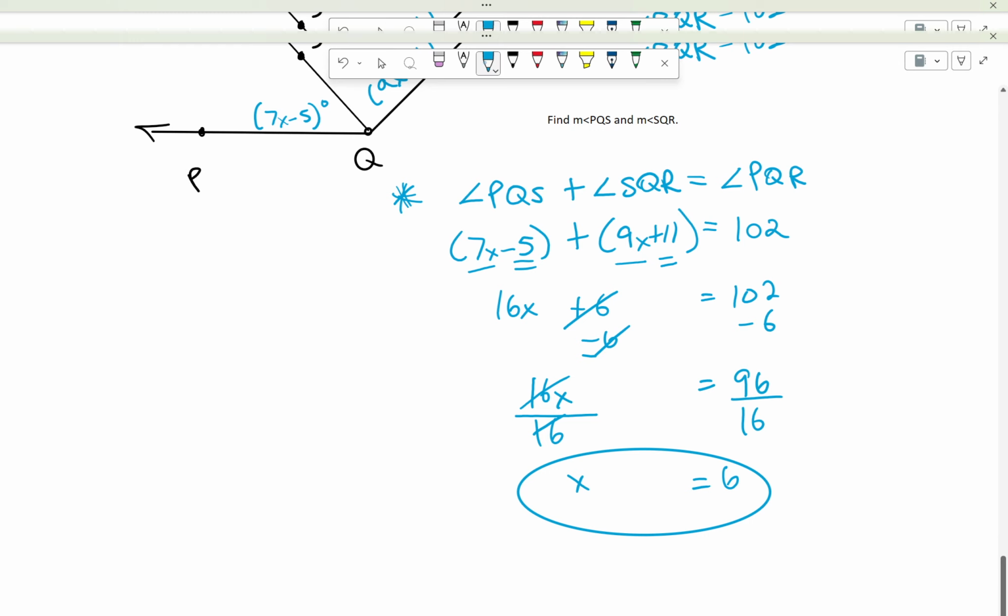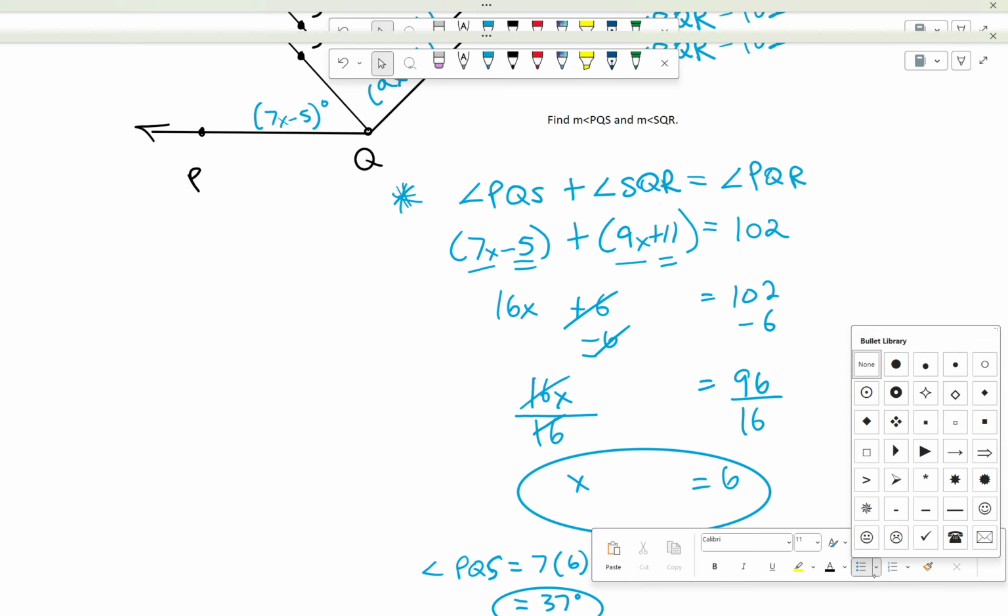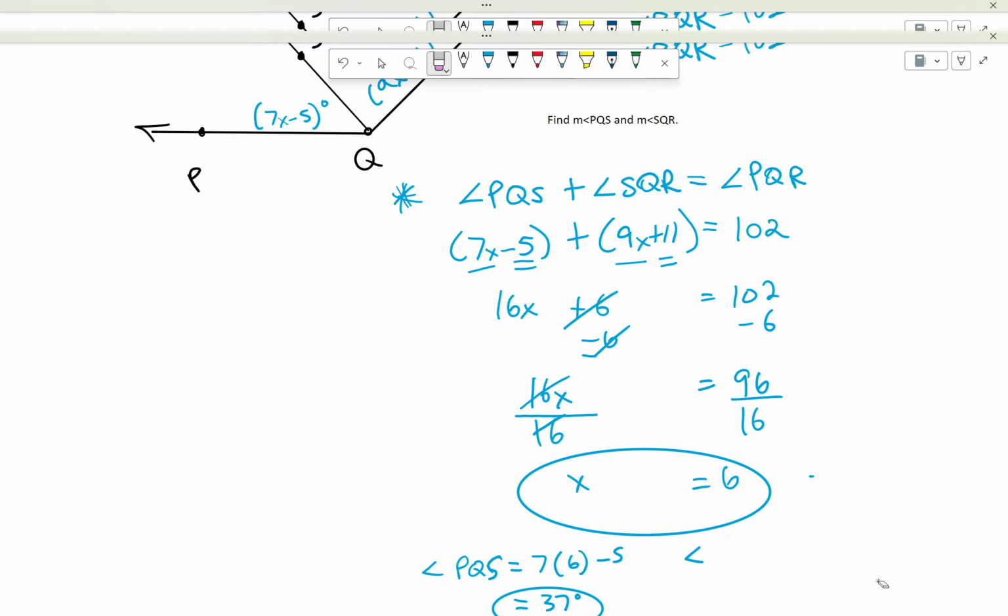So remember, we have angle PQS, which we had equal to 7x minus 5, or 7 times 6 minus 5. 7 times 6 is 42, minus 5 is 37, and that's 37 degrees. And then we have, last but not least, angle SQR. Oops. Man, this autocorrect feature is really correcting things. SQR is going to be equal to 9 times 6 plus 11. 9 times 6 is 54. 54 plus 11 is 65 degrees.